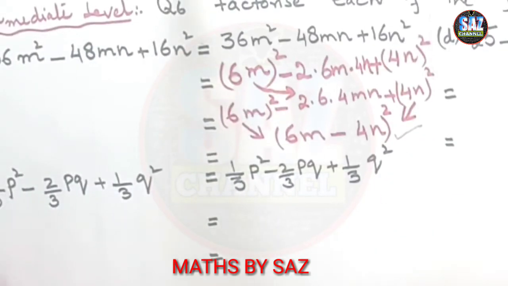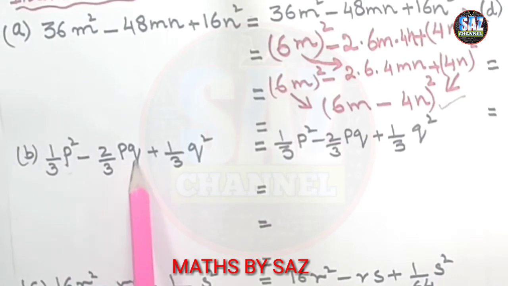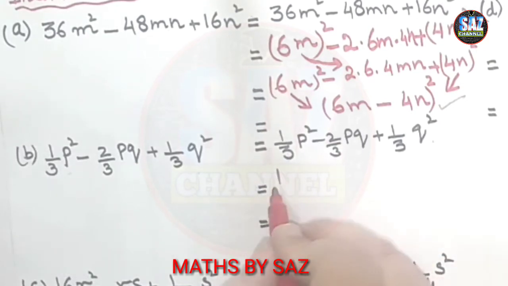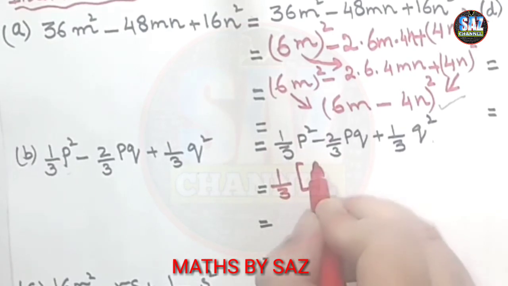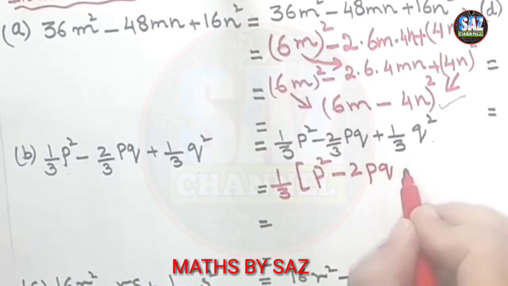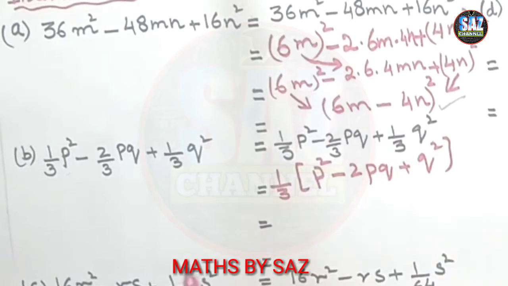Let's move to the next question. Next question is 1 over 3p square minus 2 by 3pq plus 1 over 3q square. If we look at the question, it has 1 over 3 as a common factor. So extract that common factor out. I'll write 1 over 3 outside the bracket, and this will become p square minus 2pq plus q square, because this 1 over 3 and the denominator 3 is out.